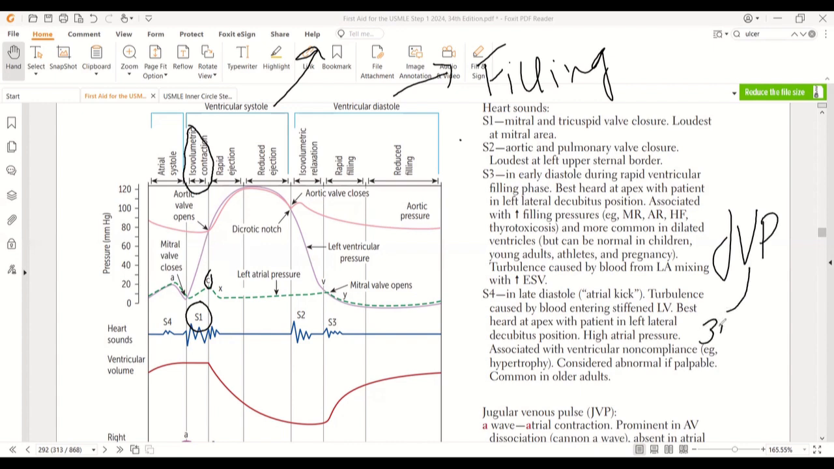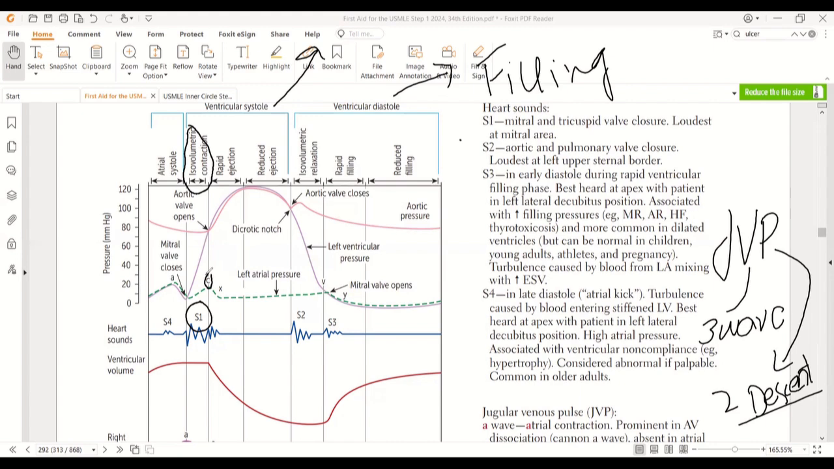JVP has three waves and two descents. Two descents, right? Yes. At the isovolumetric contraction, S1 takes place at the end of the isovolumetric contraction. The C wave takes place. The C wave represents ventricular contraction, right? Ventricle contraction.